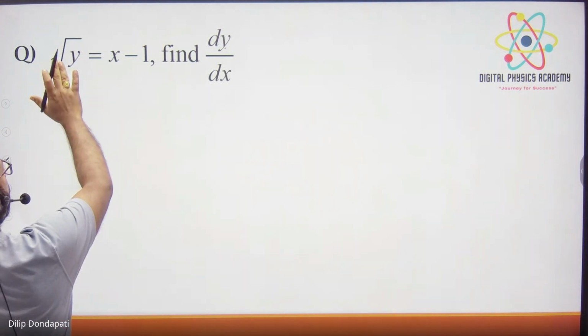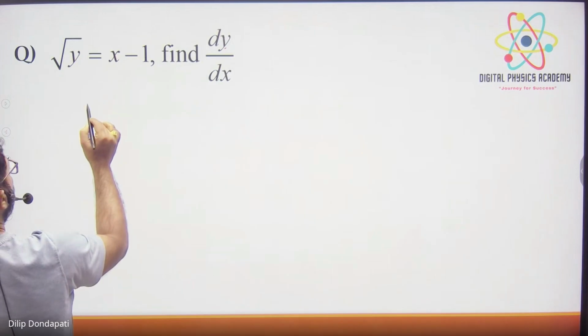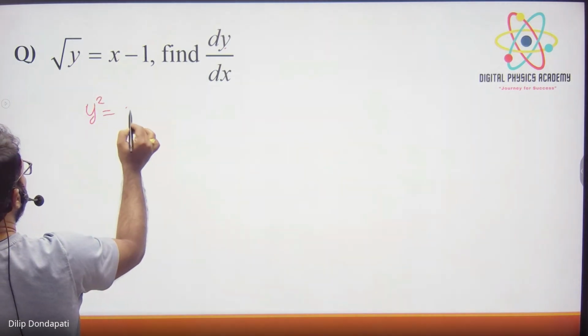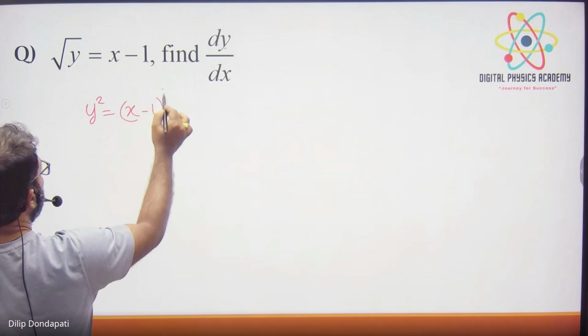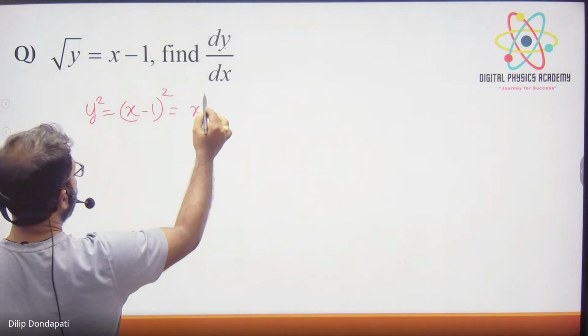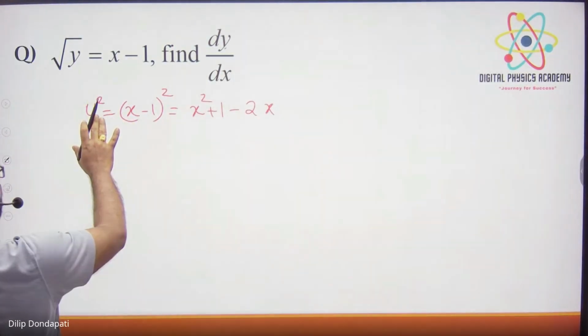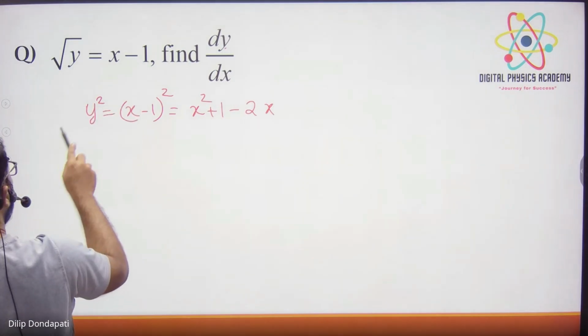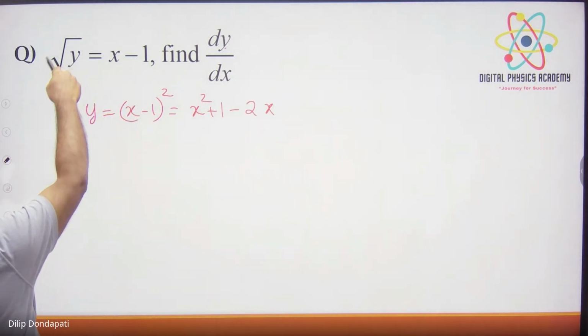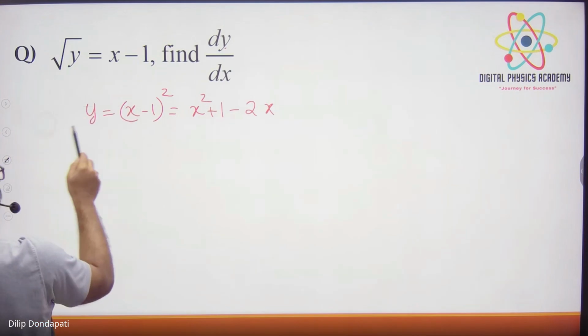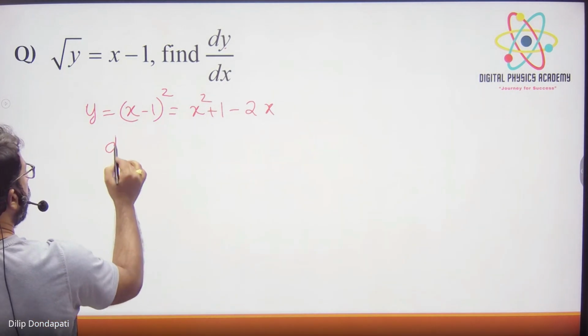To remove the root we have to square both sides. So y square is equal to x minus 1 whole square. A minus b whole square is what? a square plus b square minus 2ab. When we square both sides, root and square will cancel, right? So y is equal to this. Now differentiate, do dy by dx.